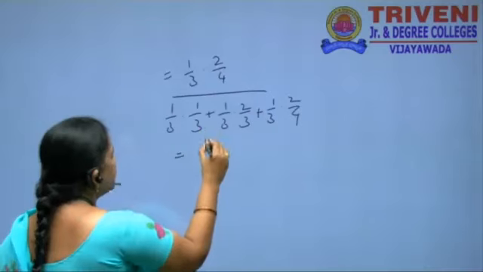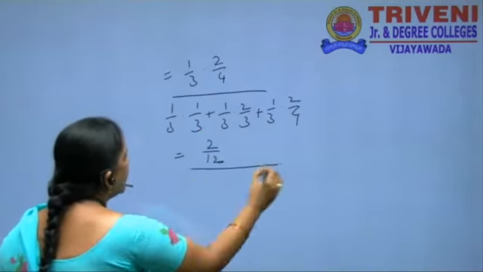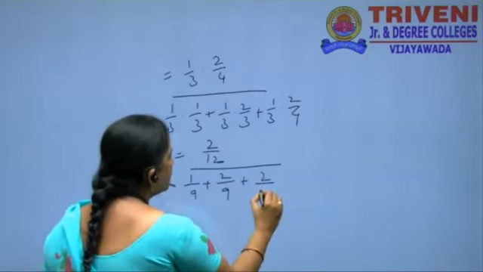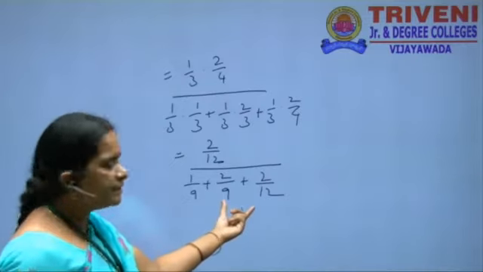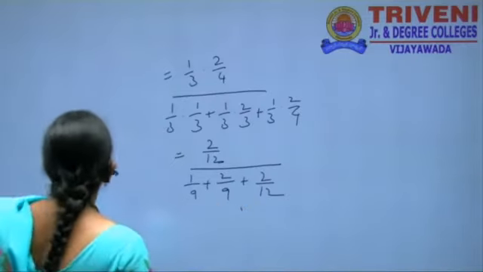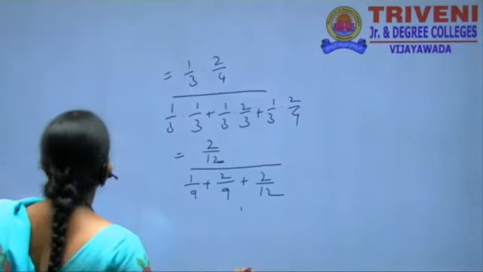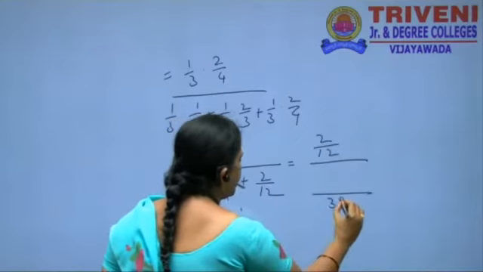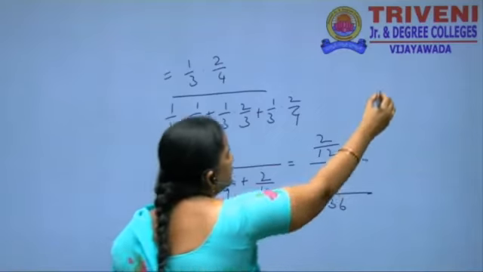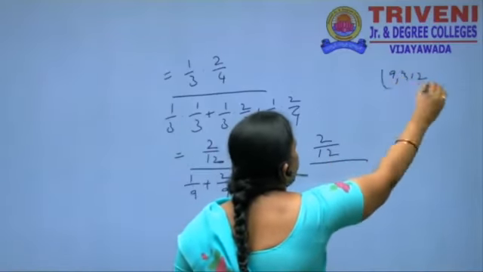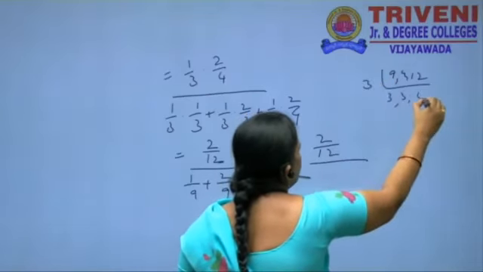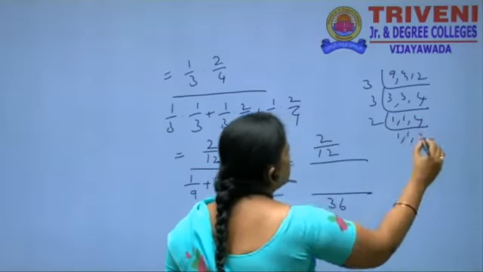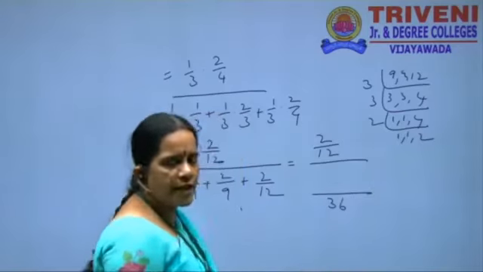Okay. And then here 2 by 12 divided by 1 by 9 plus 2 by 9 plus 2 by 12. Here the denominators have 9, 9, 12. Then it can be written as 2 by 12. Here the LCM is 36. Take the LCM: 3, 3, 3, 4. Again 3. 1, 1, 4. 2 2s 4. 4 9s 36.